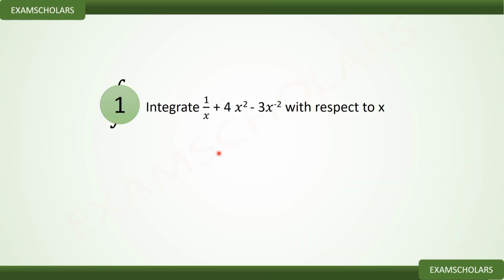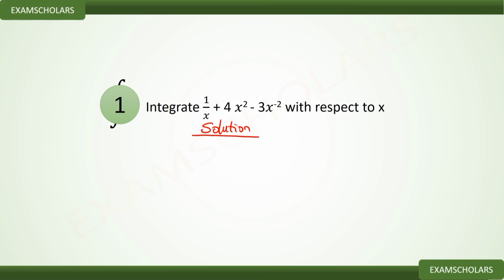Let's look at the first example here, which is integrate 1 over x plus 4x squared minus 3x raised to the power minus 2 with respect to x. So this one is very simple. What we just need to do is apply our standard differentials very fast. Now let's solve it. Let's have a solution here.